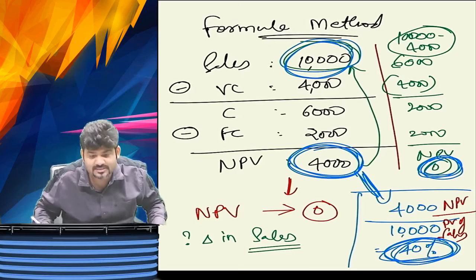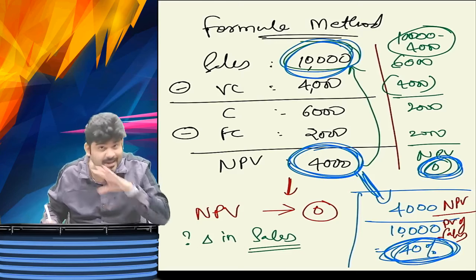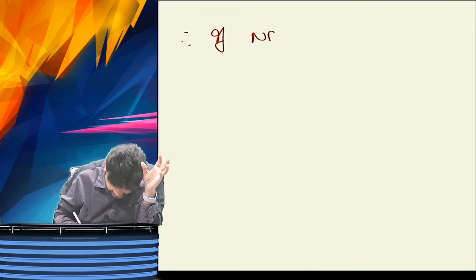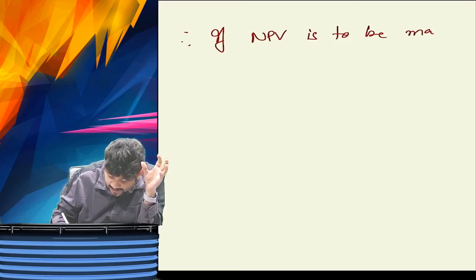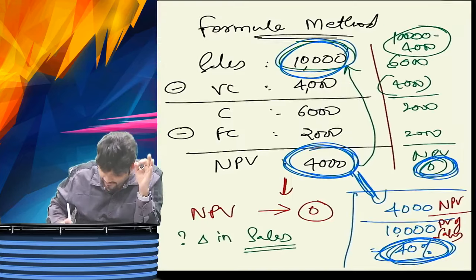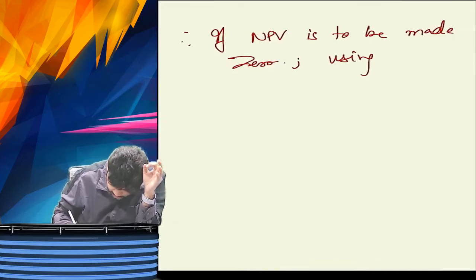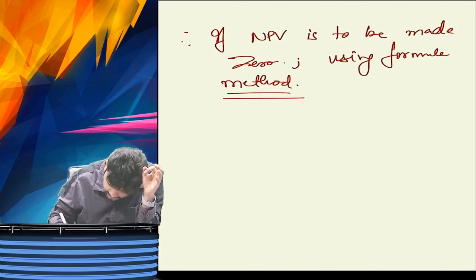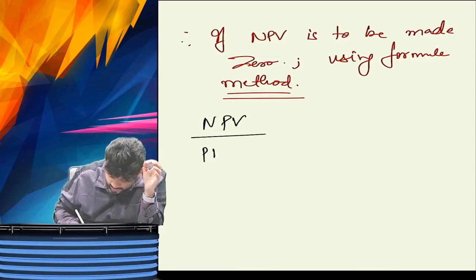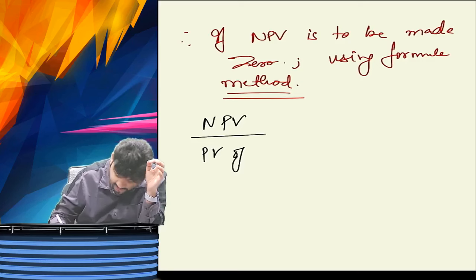So always it might not be sales. It could be a variable cost. It could be a fixed cost. It could be any factor. So we will say, therefore, if NPV is to be made zero, using the formula method, how will you calculate beta? It will be net present value upon present value of the factor.